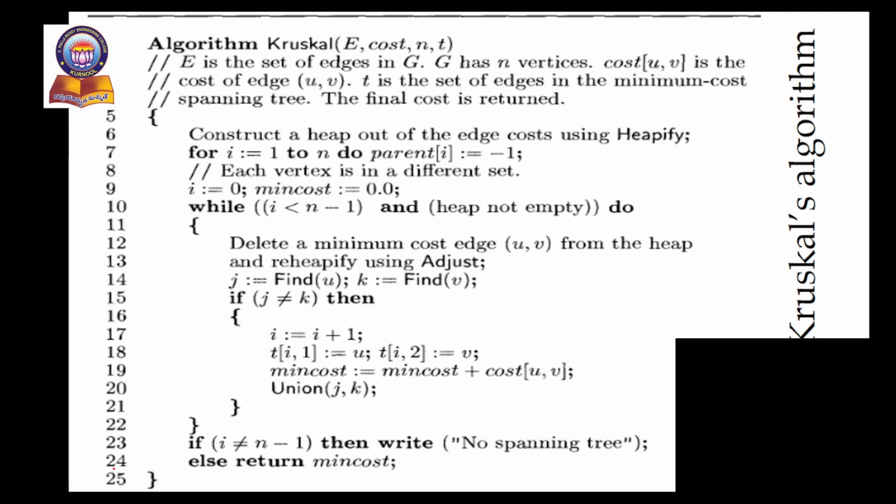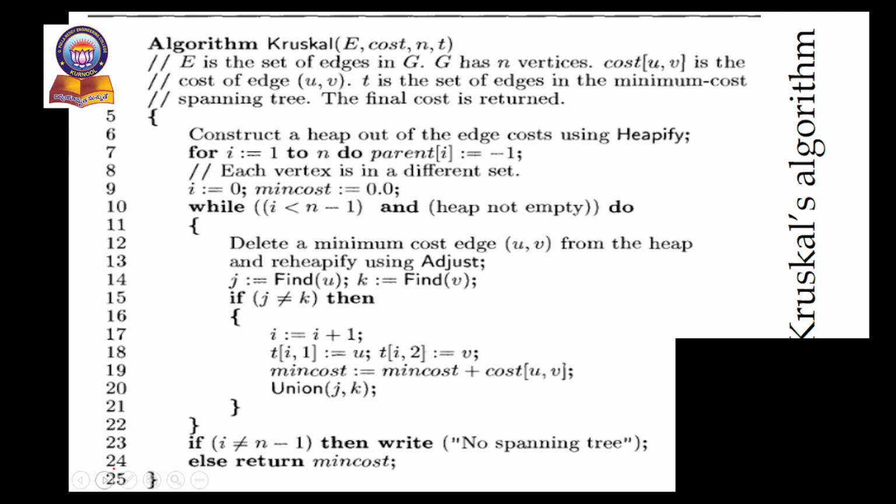Coming to Kruskal's algorithm, here you need to construct a heap, that is a minimum heap. According to this algorithm, the inputs are E, cost, n, t, where cost is the edge cost adjacency matrix, n indicates the number of vertices, and E is the set of edges within the graph. What does t indicate? T is the set of edges in the minimum cost spanning tree. And at the last, you can observe the return of the minimum cost. Whatever minimum cost is associated with the given undirected weighted graph will be returned.